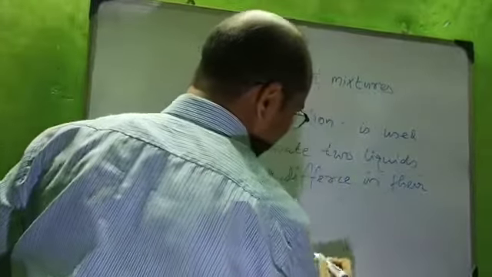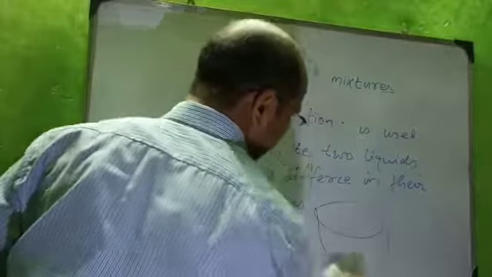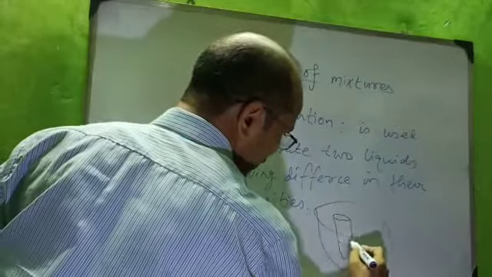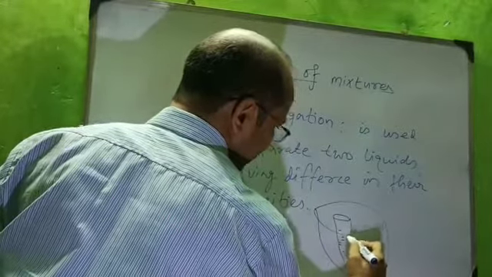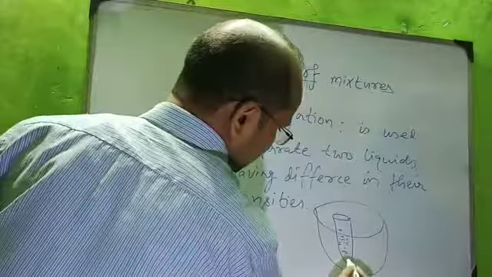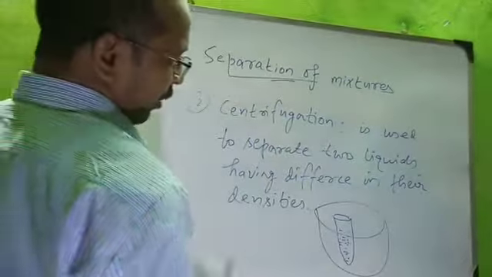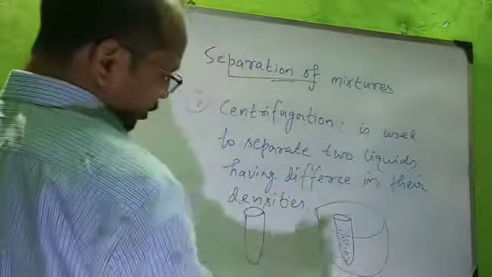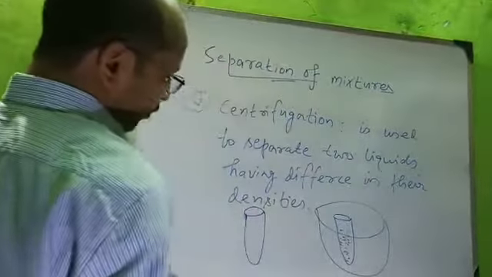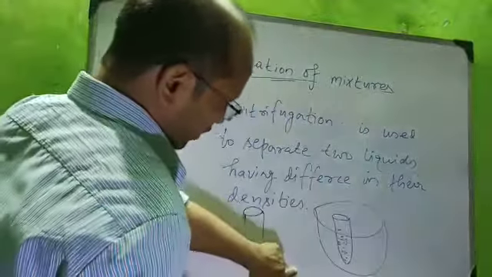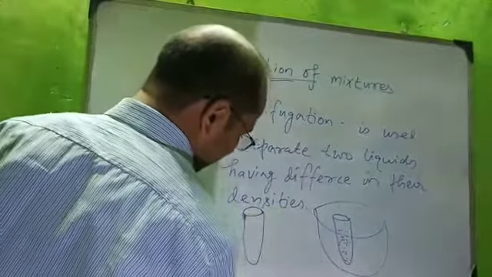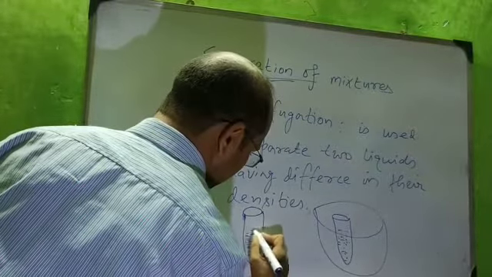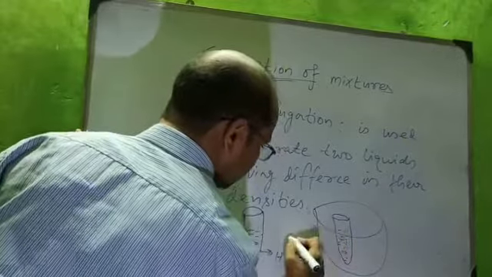So there is a tube called a centrifuge tube. In that tube we place some liquid. Suppose there are two liquids, one lighter and one heavier, a mixture of liquids. What happens in centrifugation? We rotate the tube. When we rotate the tube, then after some time, the heavier particle will settle down. This is the heavier particle and the lighter particle will be above.